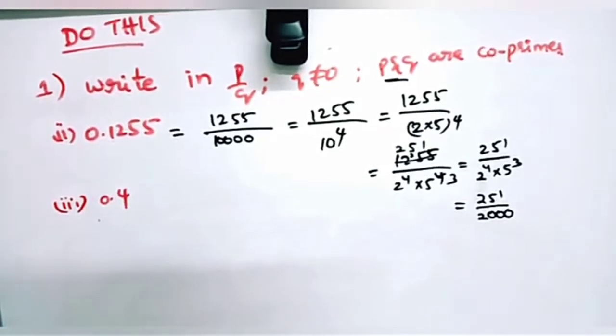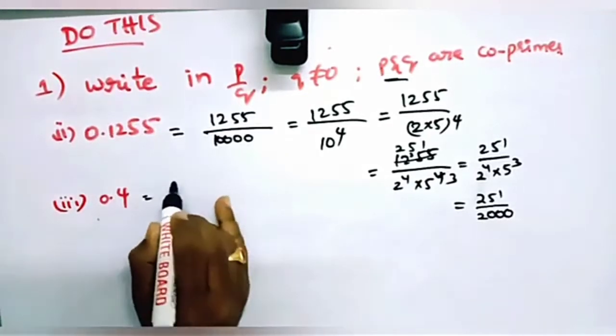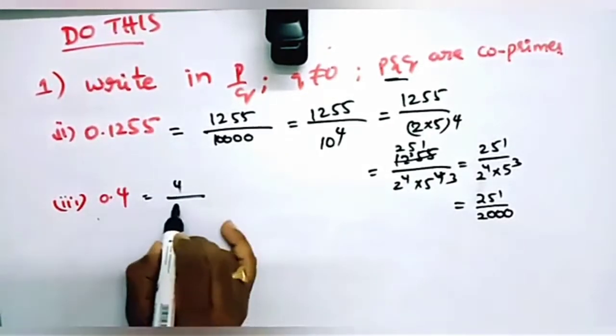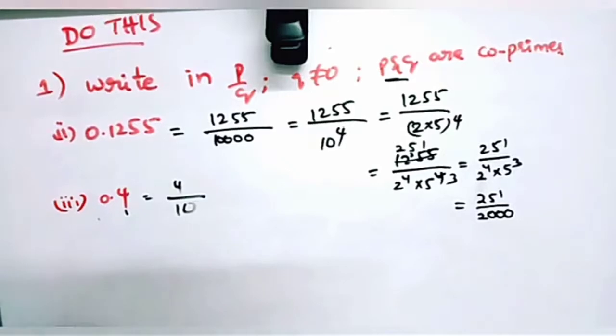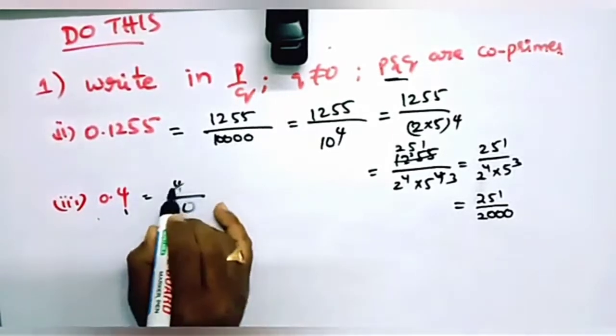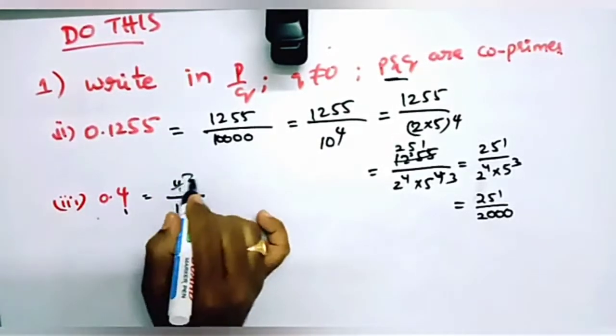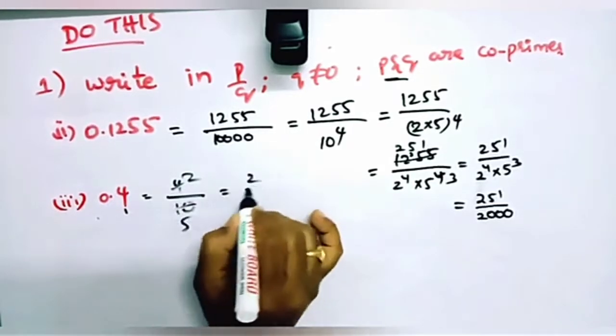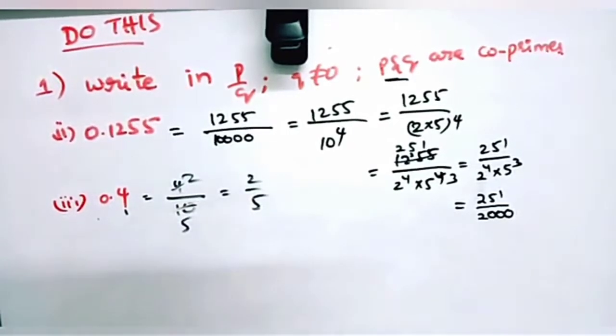Next, the third one is 0.4, the given. So you should write down the number as it is by 10. Why? Because only one decimal place is there, so you should write down 10 directly. You can cancel, 2 times 2 is 4, 2 times 5 is 10, the number is 2 by 5. The third answer is 2 by 5.